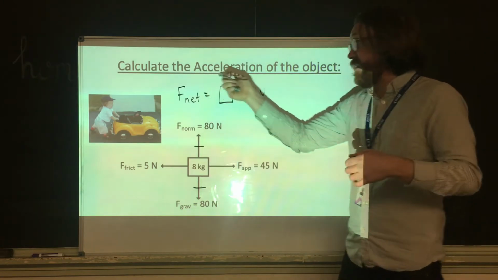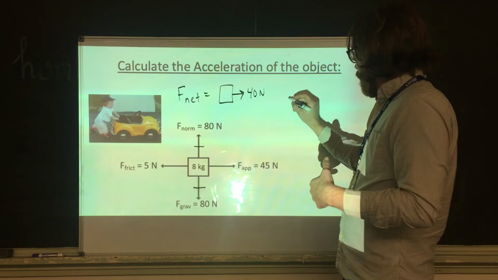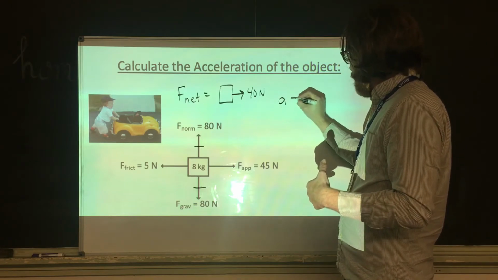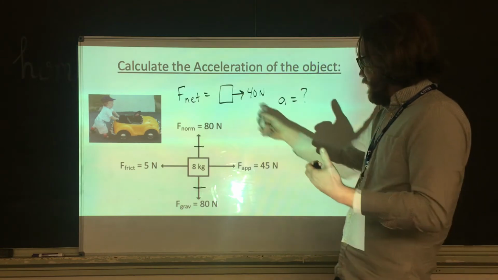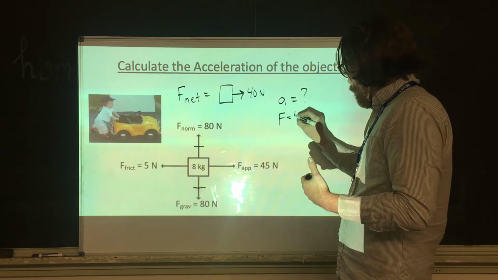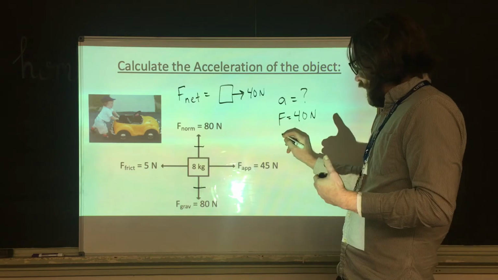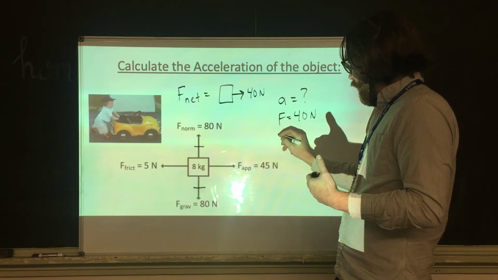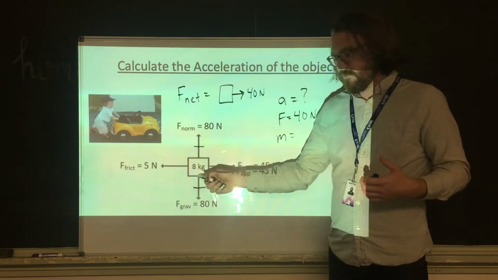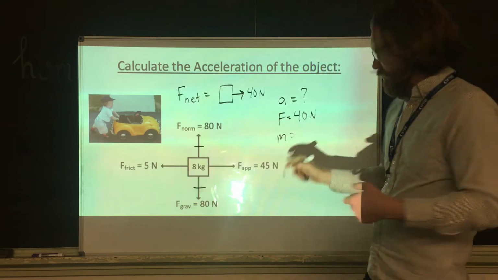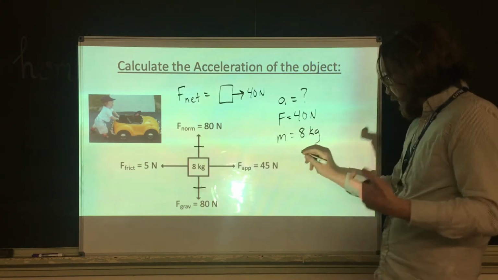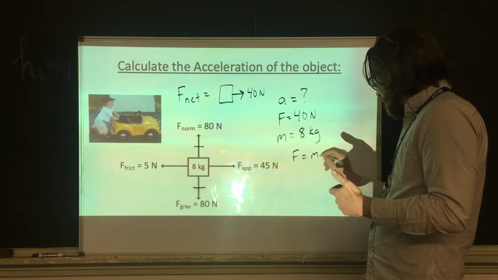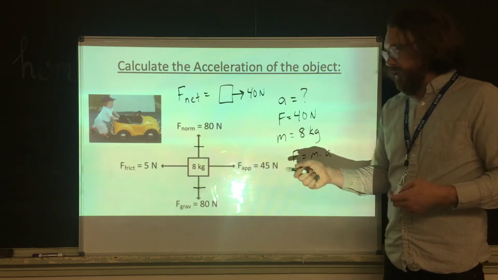Now, this is asking us to calculate the acceleration. So we want to find the acceleration of the object. Well, to do that, force equals mass times acceleration. We know our force. Our force is 40 newtons. And we know our mass. It tells us. You got to remember, kilograms always measures mass. So we write down our equation. Force equals mass times acceleration. And we just plug our numbers in.